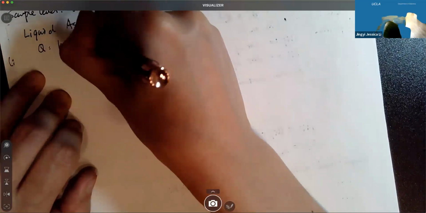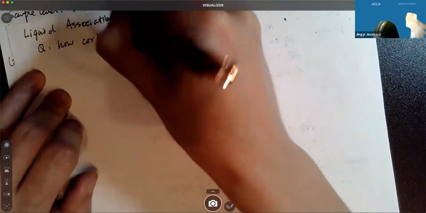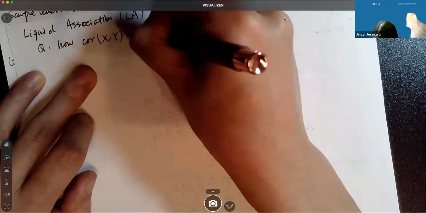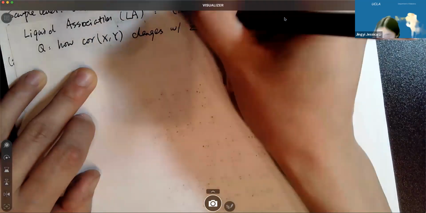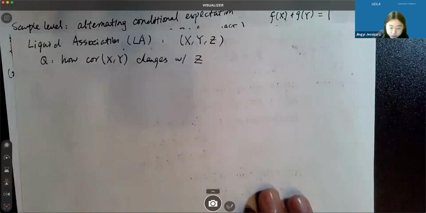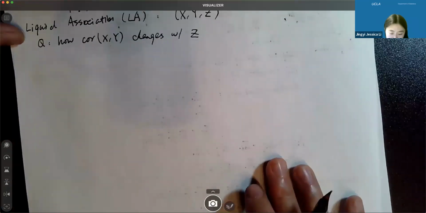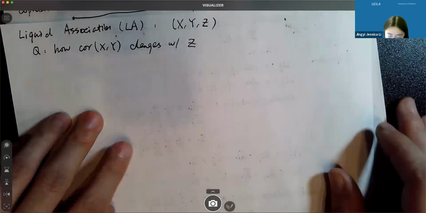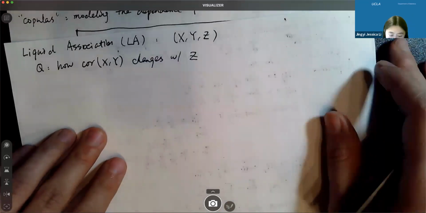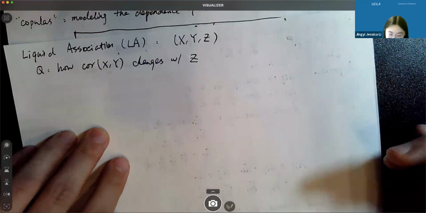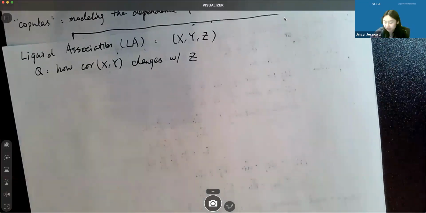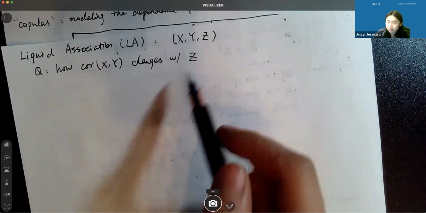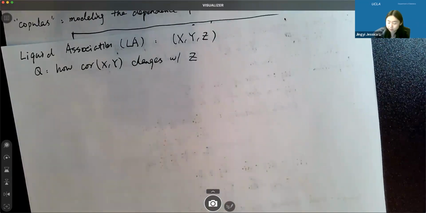How correlation of X and Y changes with Z. That's the question we try to address. So in other words, we are interested in the conditional correlation of X and Y given Z. By fixing Z at a value, I think the motivation is that you can consider Z as a third master gene, an important gene.